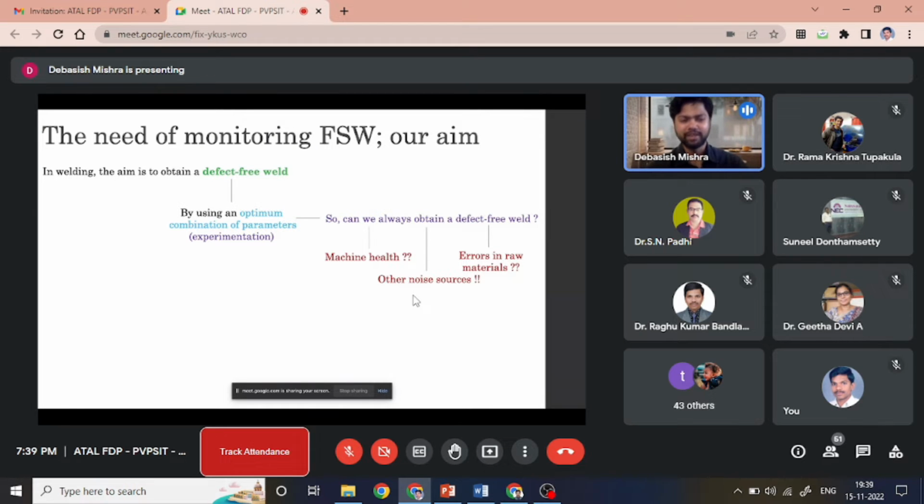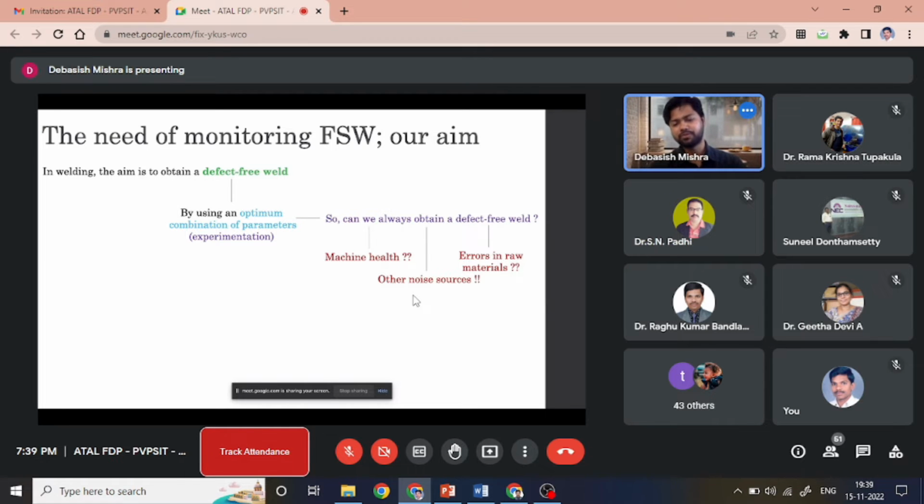For example, in the case of friction stir welding process, since the materials are kept beside each other and there is an abutting edge, there could be errors in the material itself. If we think from a laboratory perspective, we can go and test the materials because they are of smaller size. But if you think of industry, the plates are long, and it is not possible to check each and every edge of each and every material. So there could be errors in the material.